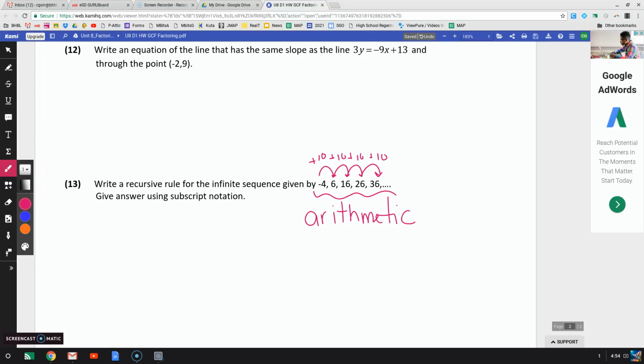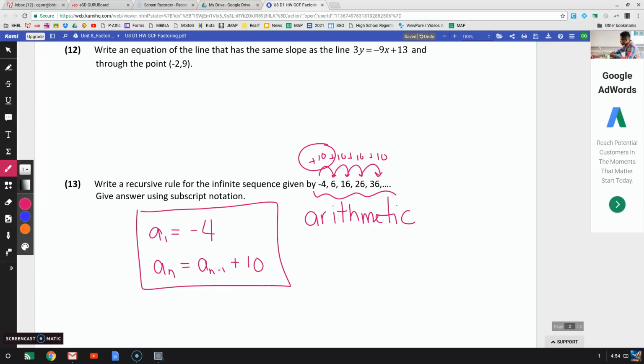So remember, with an arithmetic sequence, I'm going to start with my a sub 1 term. My a sub 1 term is -4. My a sub n term. So how do I get my next term? Well, I've got to take my previous term, and in this case, I'm adding 10 each time. And that is my recursive rule.